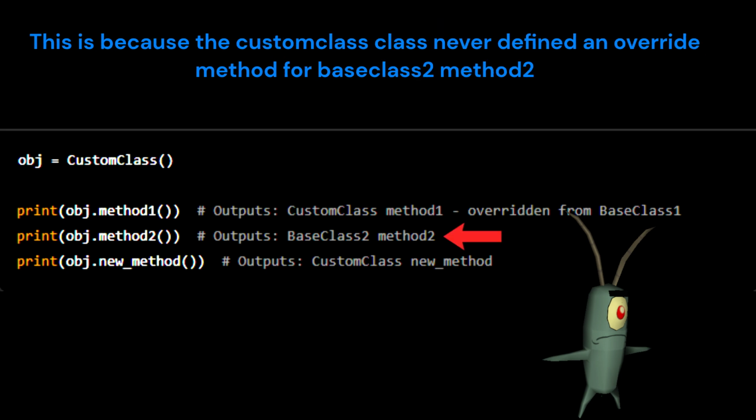This line calls the method2 method on the object, an instance of CustomClass. CustomClass does not override method2, so it inherits the method2 implementation from BaseClass2. The method2 in BaseClass2 returns the string "BaseClass2 method2", which is then printed.